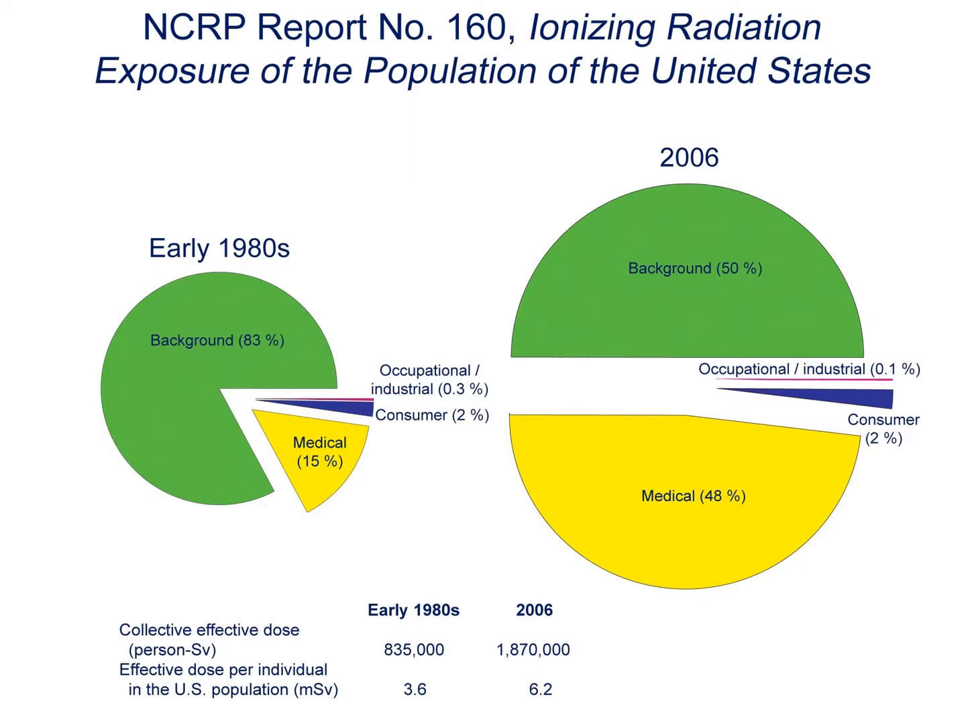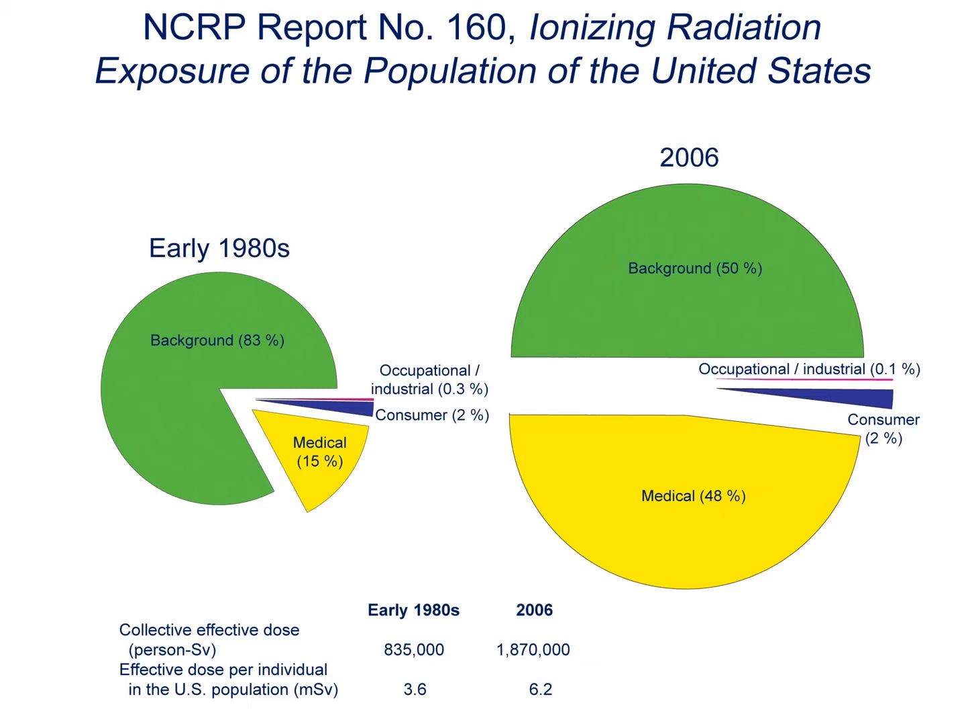Why does all of this matter? Well, the ionizing radiation exposure of the population of the U.S. has been changing over time. So back in the 1980s, if you look at the chart on the left, you'll see that background radiation was responsible for 83% on average of somebody's overall radiation dose, and that medical imaging was only 15%. And then there were some other things that were lesser percentages.